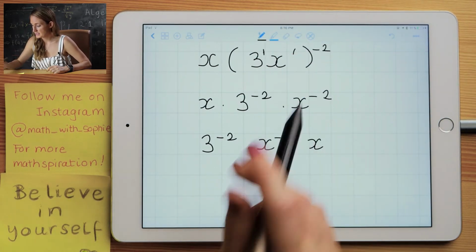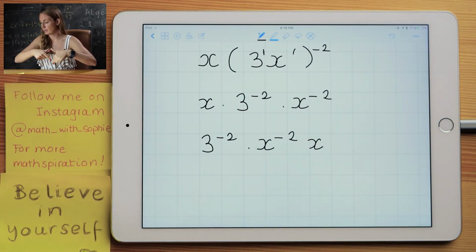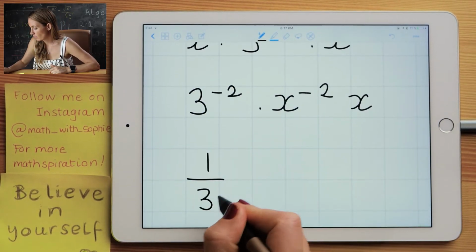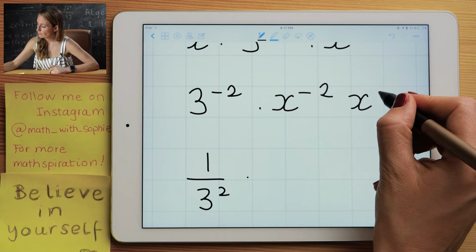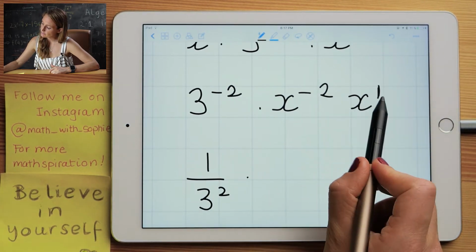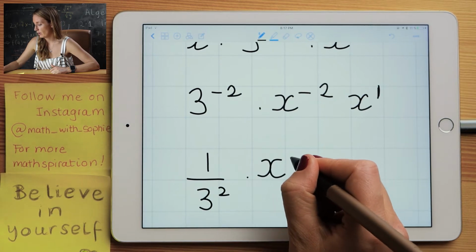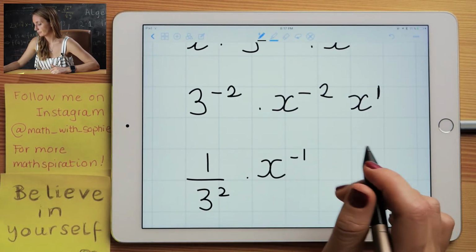So remember, if it's a negative power, you have to flip it upside down. So I'm going to have 1 over 3 squared. If you're multiplying, you need to add the powers. So minus 2 plus 1 is x power minus 1.